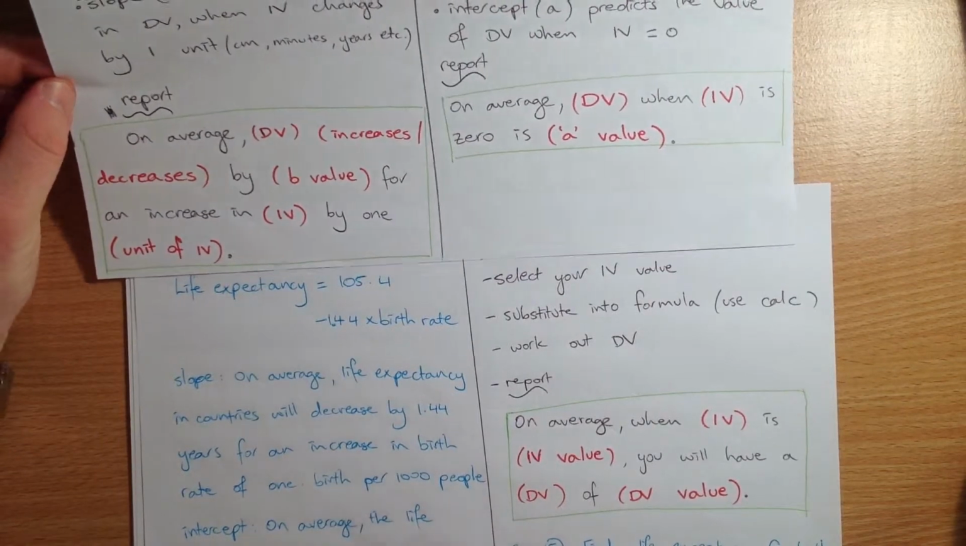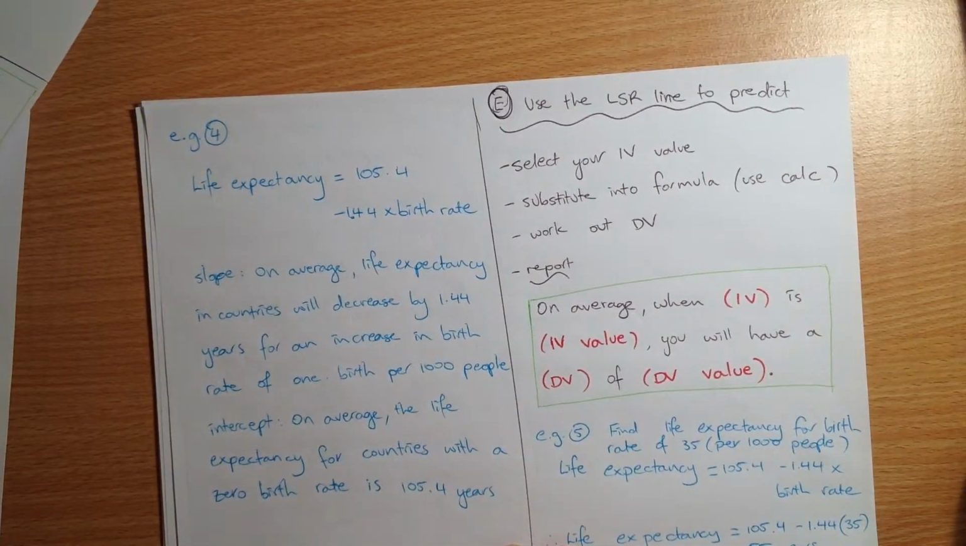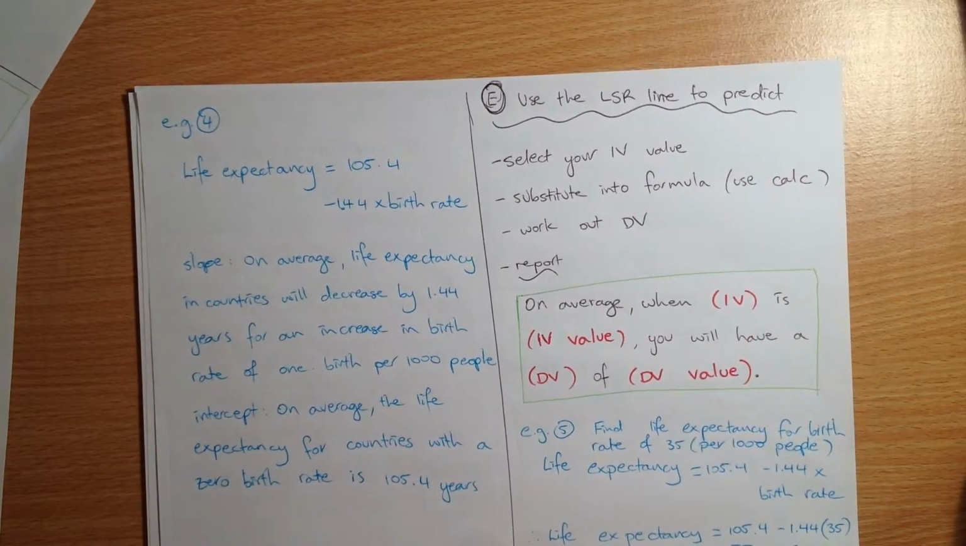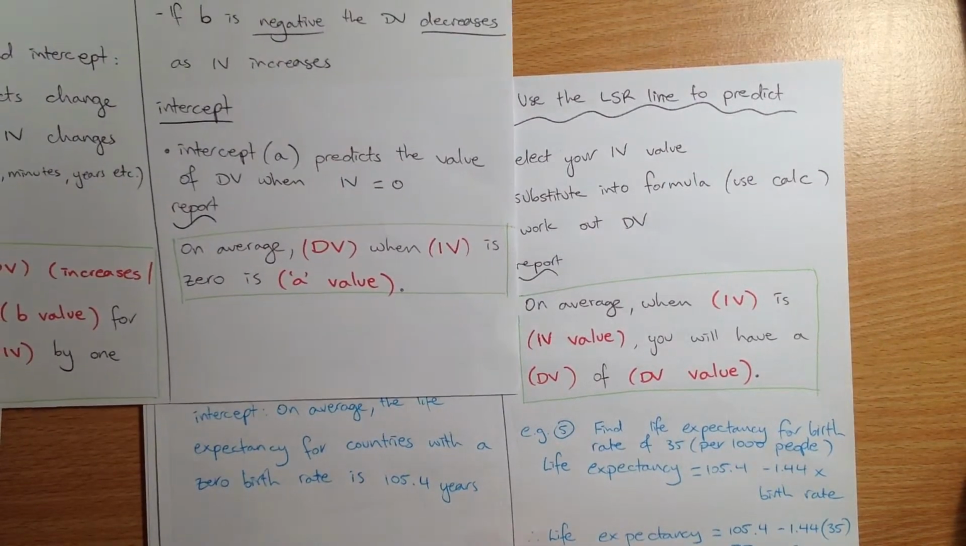So my unit there is births per 1,000 people. I'll just read that again for you without this. On average, life expectancy in countries will decrease by 1.44 years for an increase in birth rate of 1 birth per 1,000 people. And then our intercept report, here it is, side by side for you.